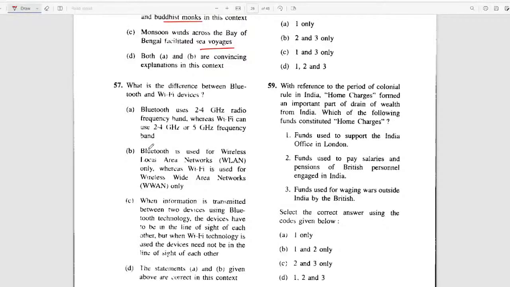Now, they've asked what's the difference between Bluetooth and Wi-Fi devices. Again, they've asked about differences, and these are technologies and how they are different. So go through the basics of this. What is Bluetooth? What is Wi-Fi? How is it different?